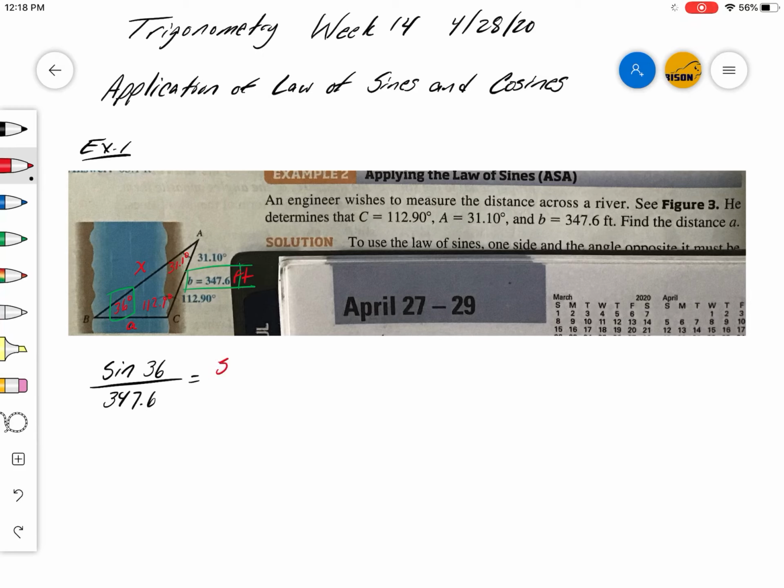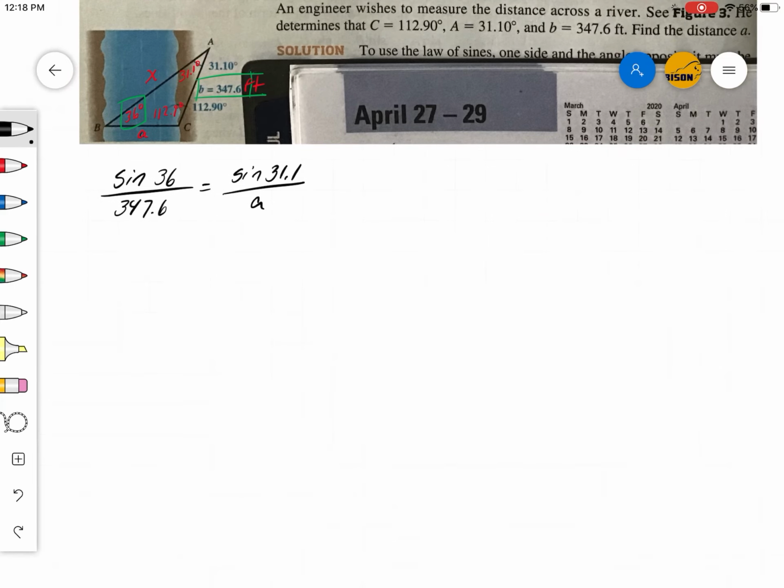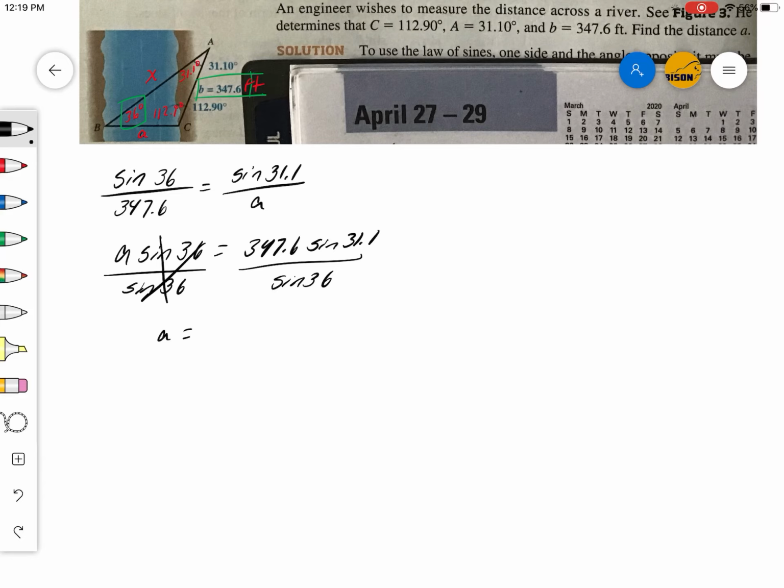We'll say sine of 31.1 over A. Now I've got to set up, and a few simple calculations are going to get me to the answer. Remember, in the law of sines, you cross multiply, so I would have A sine of 36 is equal to 347.6 sine of 31.1. And very quickly and easily, I can get A by itself, because I can divide by sine of 36 on both sides. That leaves me with A here.